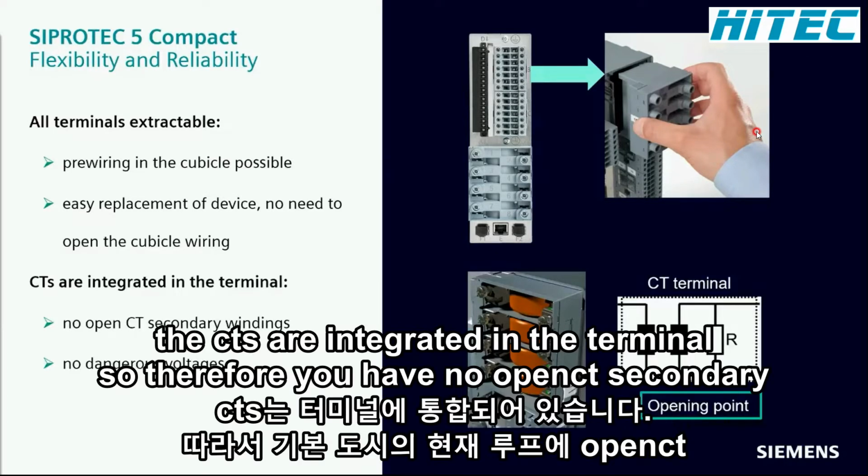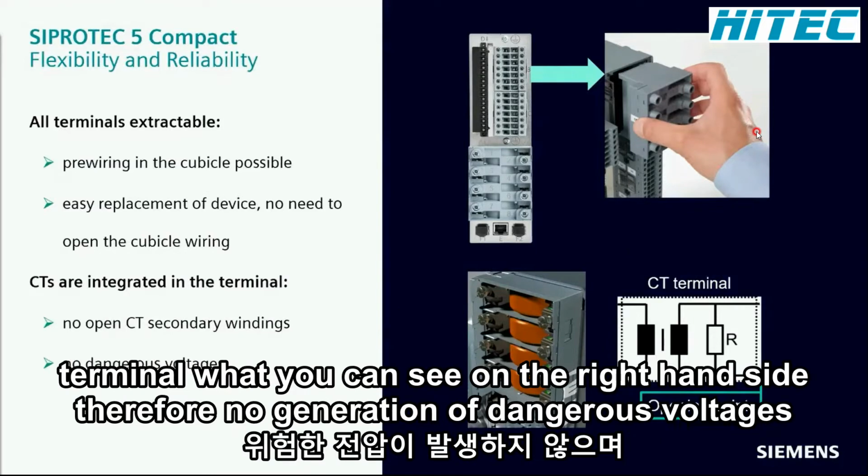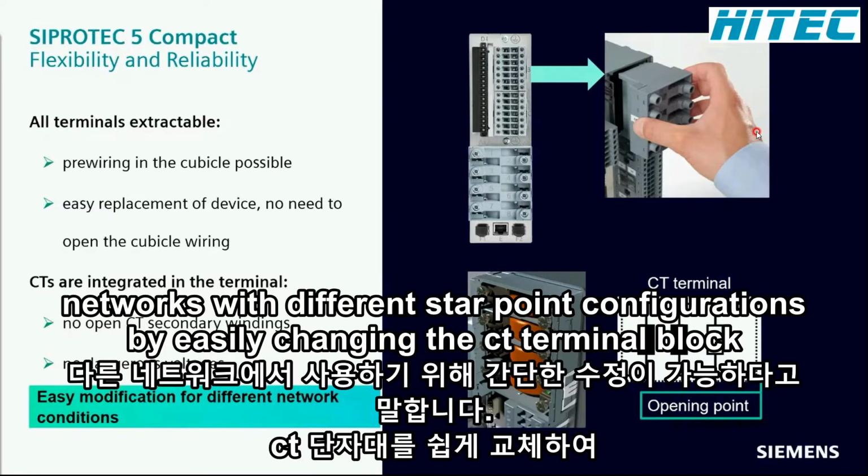The CTs are integrated in the terminal, so therefore you have no open CT secondary windings. The current loop of the primary CT is always closed by the resistor built into the terminal, which you can see on the right-hand side. Therefore, no dangerous voltages can be generated. Additionally, simple modification is possible for use in networks with different star point configurations by easily changing the CT terminal block.